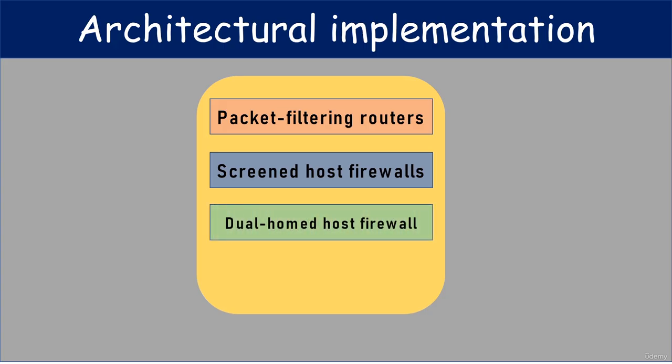Now we have the dual homed host firewall. So what is this? The network architecture for a dual homed host firewall is simple. Its architecture is built around a dual homed host computer, a computer that has at least two NICs. One NIC is connected to the external network and the other is connected to the internal network, which provides an additional layer of protection. With these NICs, all traffic must go through the firewall in order to move between the internal and external networks.